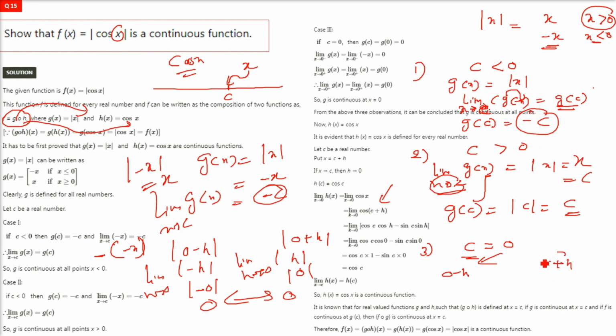So here all three cases of mod x we have taken for any c, and we have shown that this modulus of x is continuous. Cos x you have to show by yourself. I'm just not doing it again.